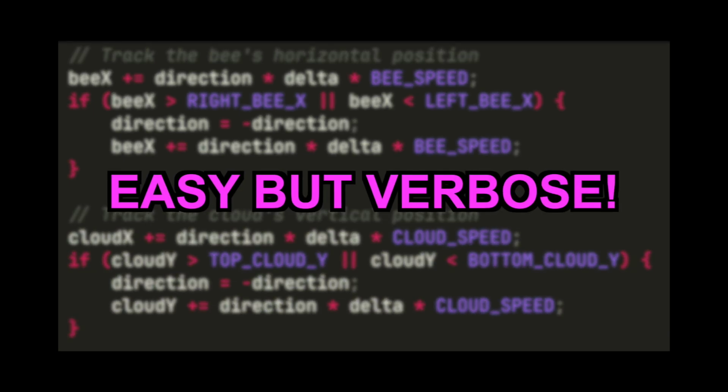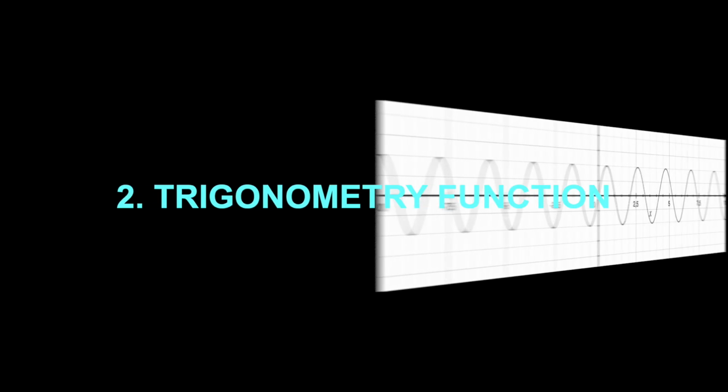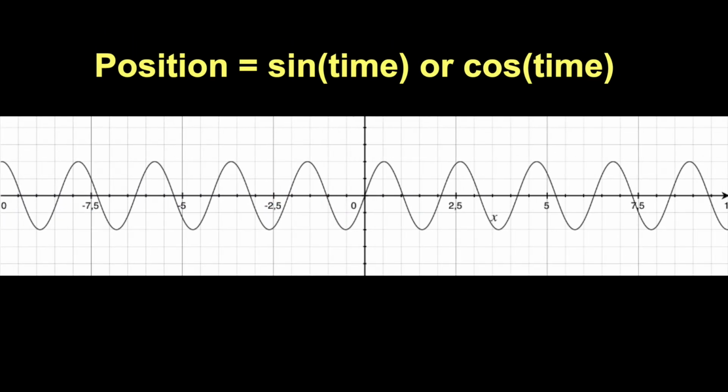This is the most straightforward method, but also the most verbose, because you have to use a lot of variables to accomplish a rather simple task. Number 2 is to use trigonometry function. Alternatively, you can model the entity position as a sine or cosine function of time.